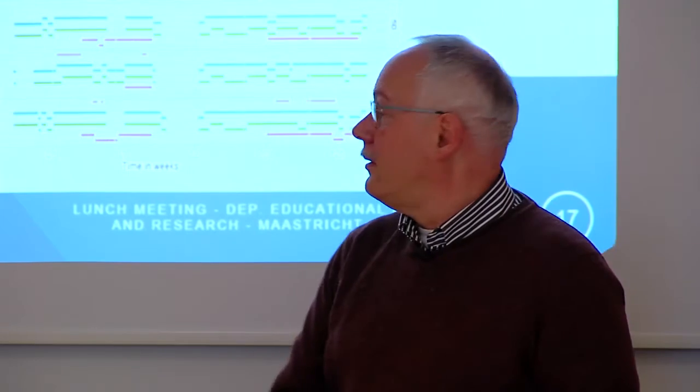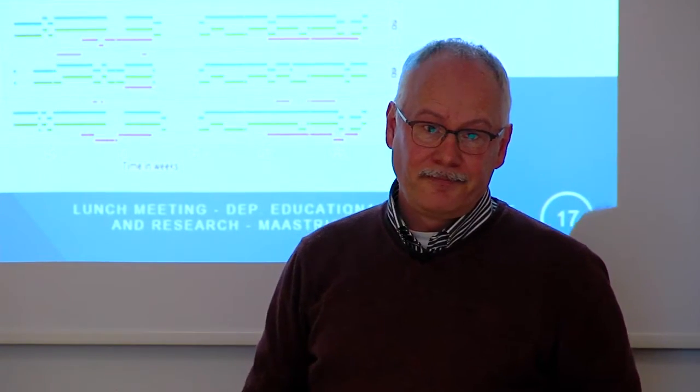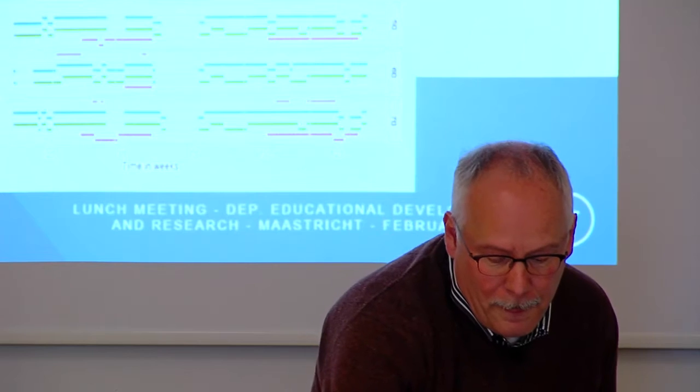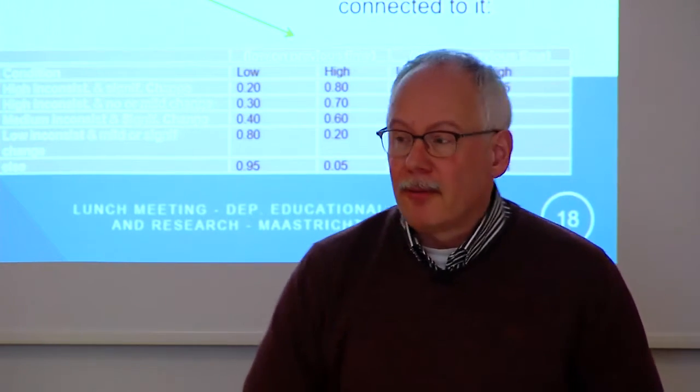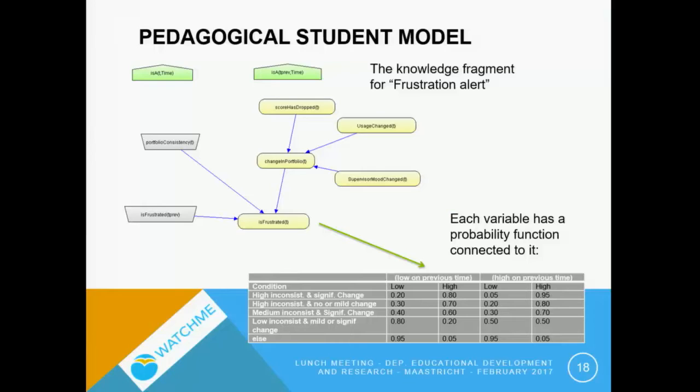So this is the input for a student model. All the signals are given into the student model. I only give a picture. Each node is like a variable in a structural equation model; you can really compare it to that. We have inputs like: has the score dropped? Is there a change in the number of assessments? Did the mood of the supervisor change? We try to check that from the feedback text. And that together with the consistency, and whether the student was frustrated at the previous time step.